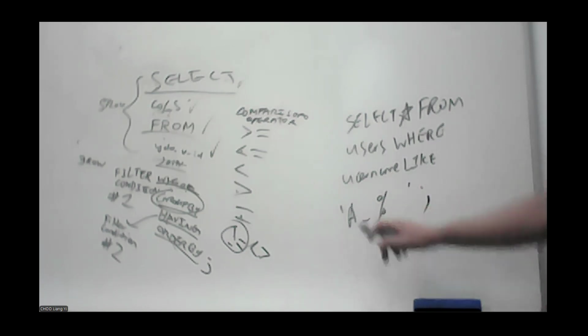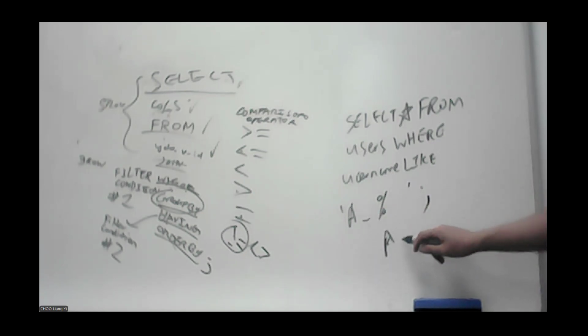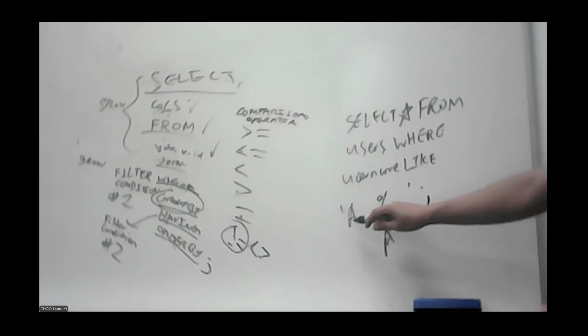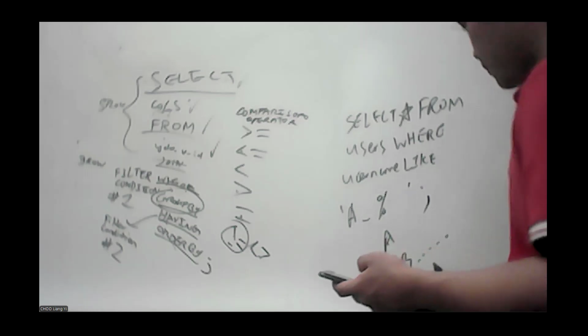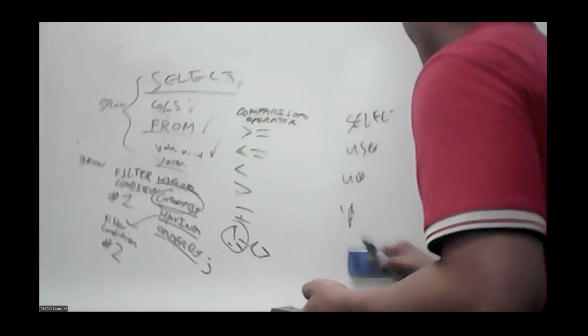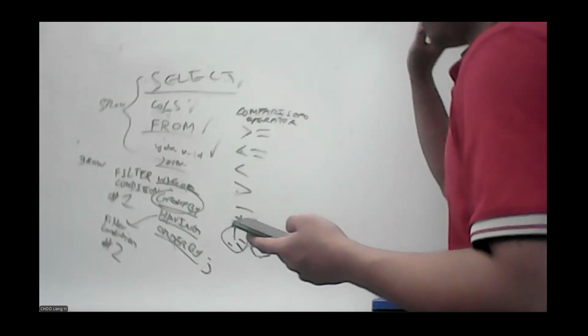Because it means it's going to be at least one. There's a difference. I see. If you don't put this, it will be A, and it could be A with nothing after. But if you put this, it must be at least A, B, then blah blah blah. That's the difference. That's how you combine it. Okay, that's wildcards.